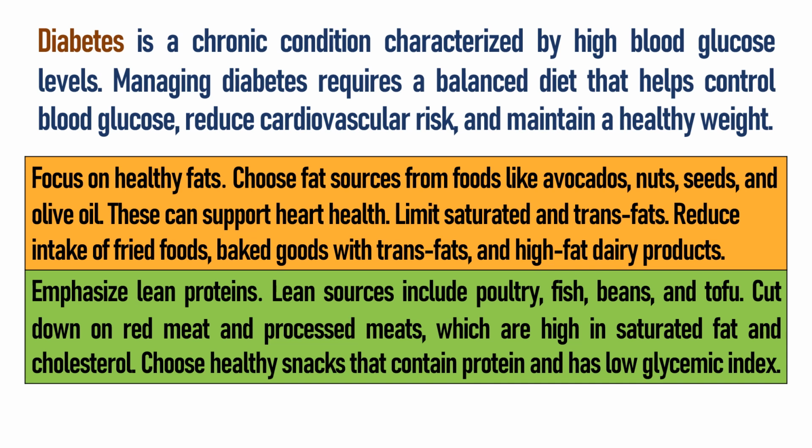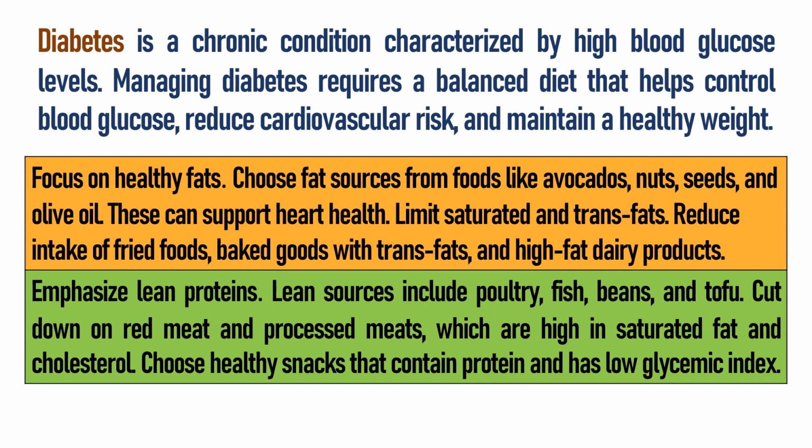Limit saturated and trans fats. Reduce intake of fried foods, baked foods with trans fats, and high-fat dairy products. Emphasize lean proteins. Lean sources include poultry, fish, beans, and tofu. Cut down on red meat and processed meats, which are high in saturated fat and cholesterol.